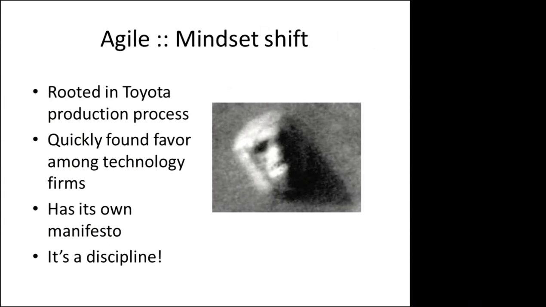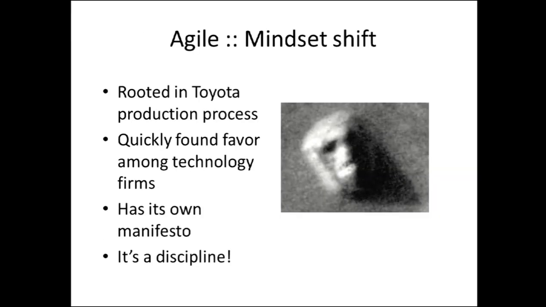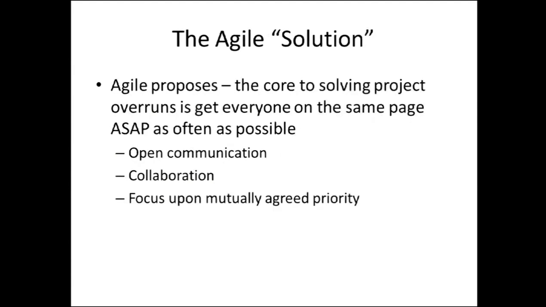Agile is rooted in the Taiichi Ohno Toyota process, and it quickly found favor among technology firms around the world. It has its own manifesto, and it has its own discipline. Traditional approaches have a discipline. Agile has a change of that discipline, but everything centers around that manifesto.